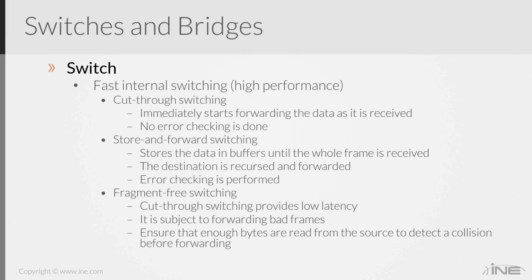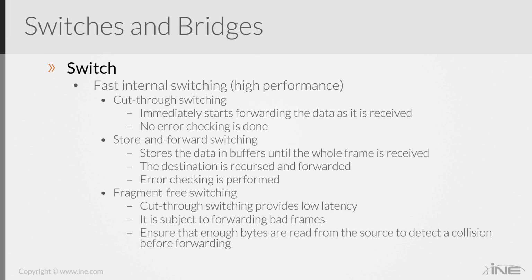They have fast internal switching. So there are 3 different types: you have cut through, store and forward, and fragment free. The major differences between them: cut through is going to immediately start forwarding the data as it is received. There's no error checking done. Store and forward is going to store the data in buffers until the whole frame is received. The destination is checked and forwarded. Error checking is performed, so it's less likely to have an error.